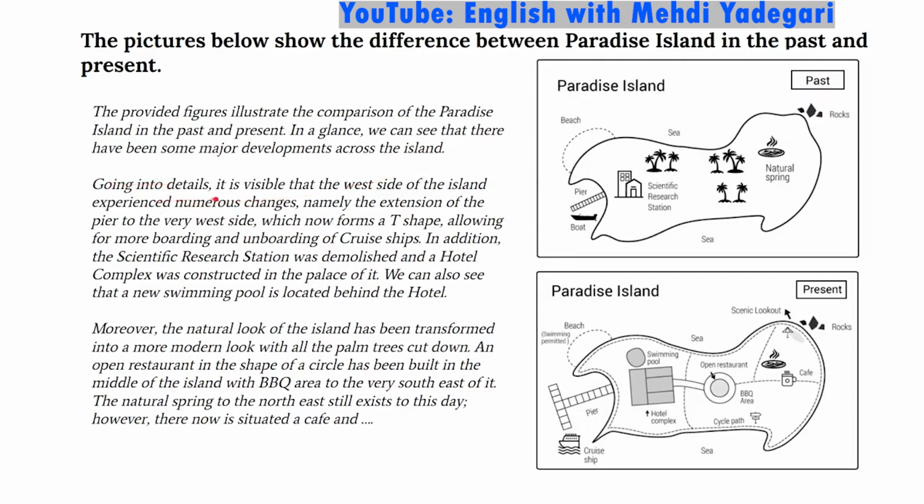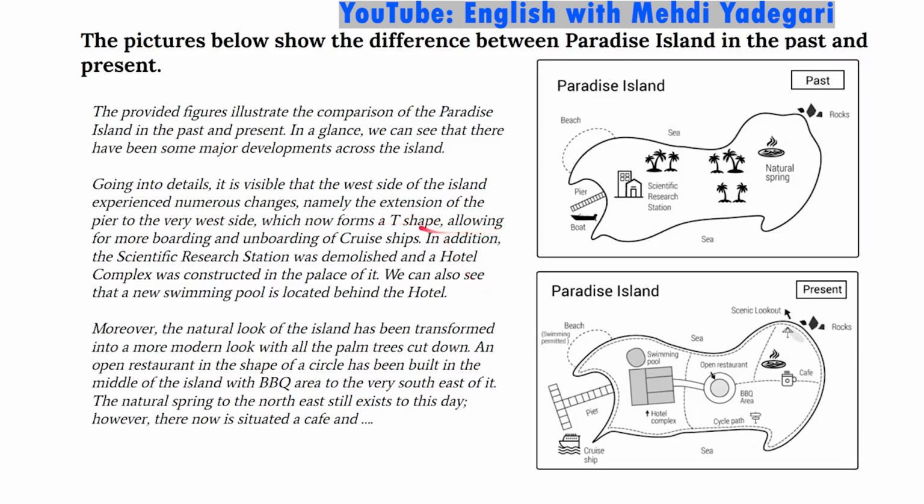Going into details, it is visible that the west side of the island experienced numerous changes, namely the extension of the pier to the very west side, which now forms a T-shape. Now, you can see the pier in the past, it looked like this. Now it's like this, like it's been extended, and now it looks like a T-shape, so we've described that, which is in the west side of the island. We need to mention the orientation, the location of whatever we're talking about.